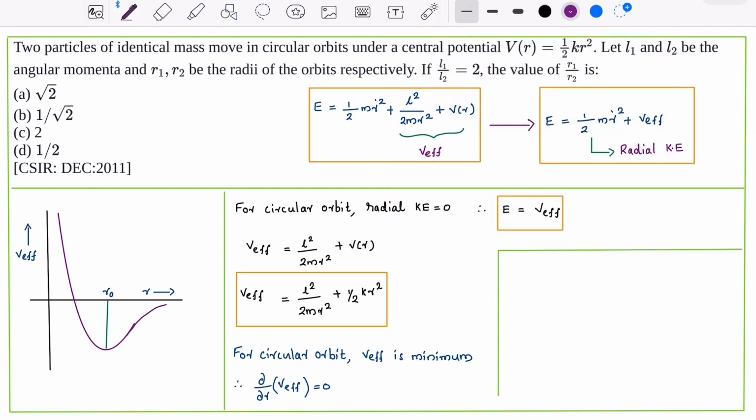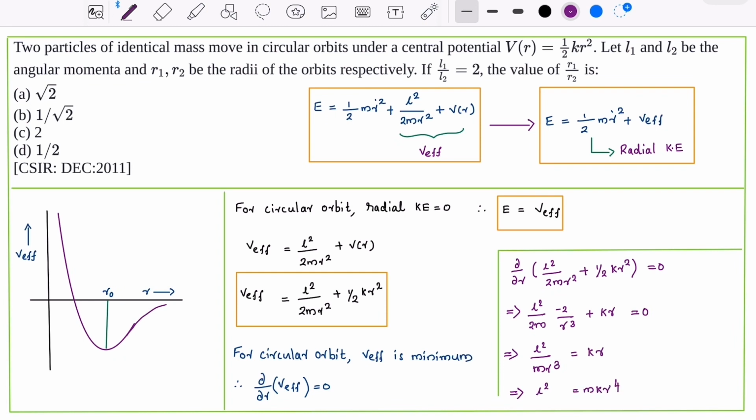We have V effective is equal to L square by 2m r square plus half kr square. Since V effective is minimum for circular orbit, we have dou by dou r of V effective is equal to 0. This implies L square by 2m r cube into minus 2 plus kr is equal to 0. This implies L square by m r cube is equal to kr, or L square is equal to mk r raised to 4, or L is equal to root mk r square.